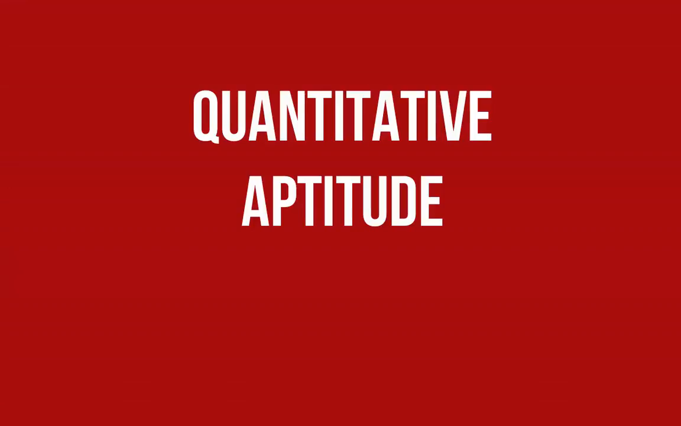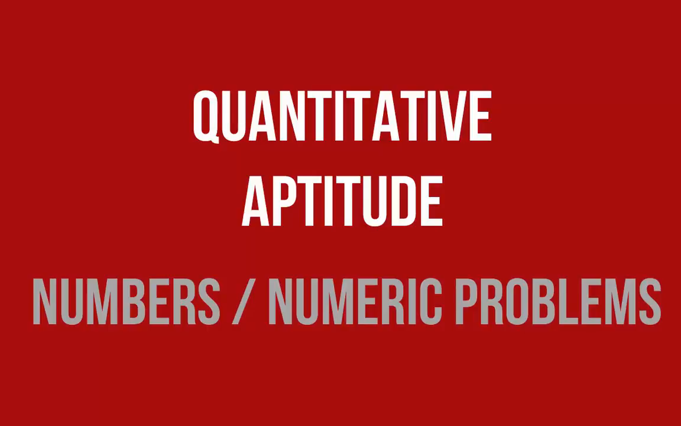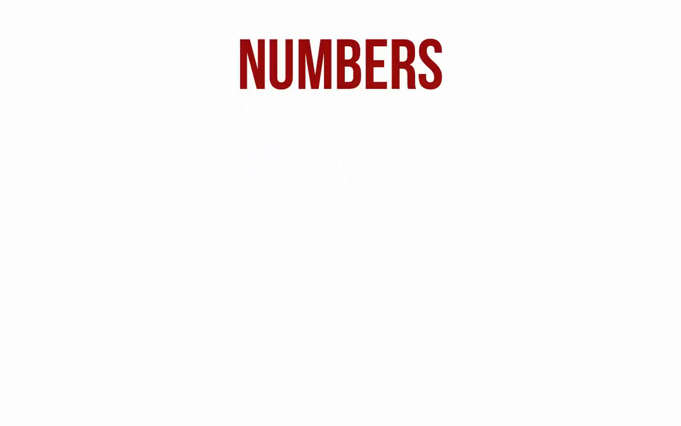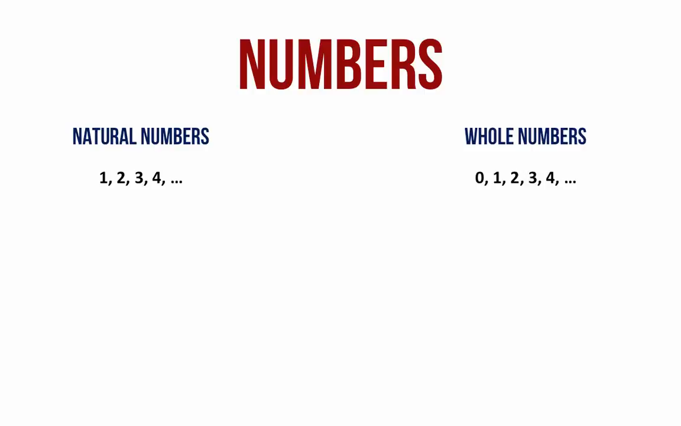In this session, we will look at numbers and numeric problems. There are four types of numbers. Natural numbers. 1, 2, 3, 4 are natural numbers. 0 and negative numbers are not part of natural numbers. Whole numbers. 0, 1, 2, 3, 4 are whole numbers. Negative numbers are not part of whole numbers.